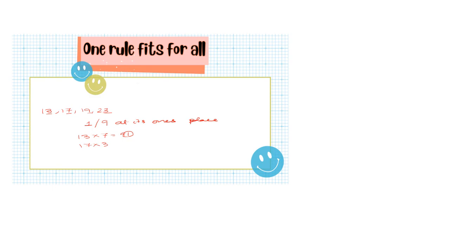17 into 3, how much are you getting? 21. 1 at its ones place. 19 into 9, how much? 171. 1 at its ones place. Like this 23 also. 23 into 7, how much? It is 161. 1 at its ones place.